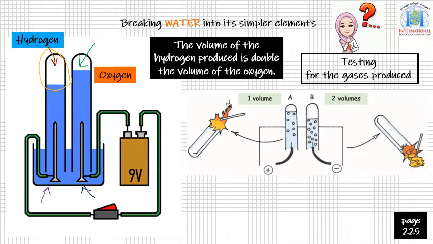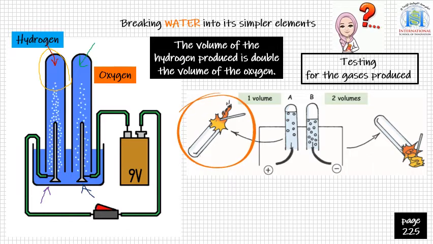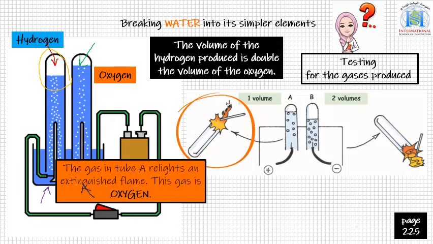Okay, we test for oxygen with a glowing splint. Okay, if enough oxygen is present, the splint rekindles. So you will bring an extinguished flame and oxygen will relight it. Okay, this will confirm that this gas is oxygen.